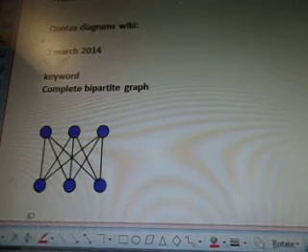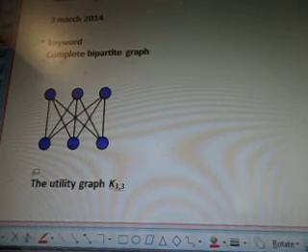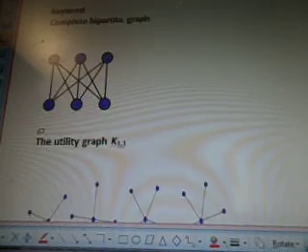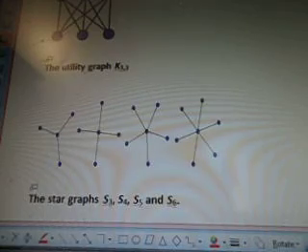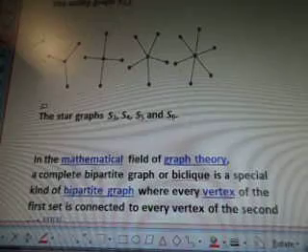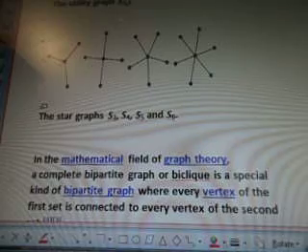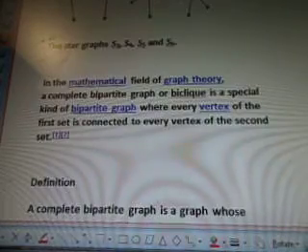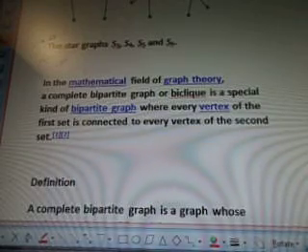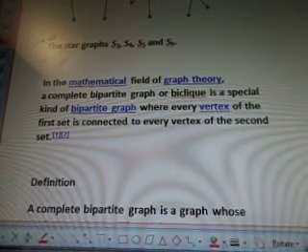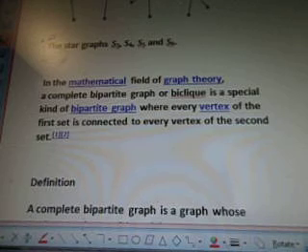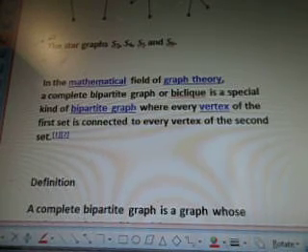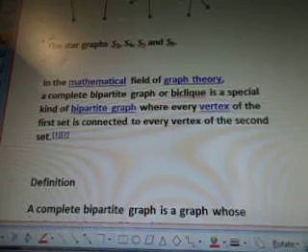Quotes and diagrams from wiki, March 3rd. Keyword: complete bipartite graph, the utility graph of K33, and this is the star graph of S3, S4, S5, and S6. In the mathematical field of graph theory, a complete bipartite graph or biclique is a special kind of bipartite graph where every vertex of the first set is connected to every vertex of the second set. So you want to keep that in mind when you're building a wormhole.